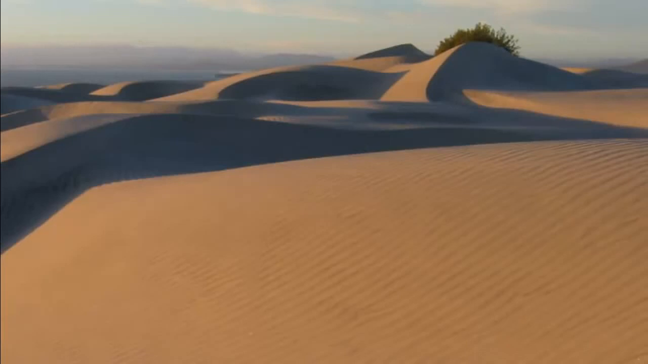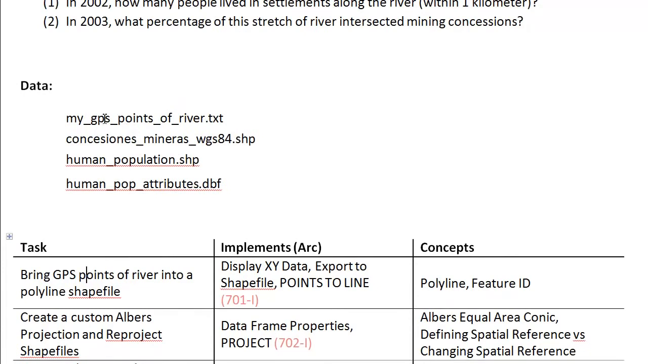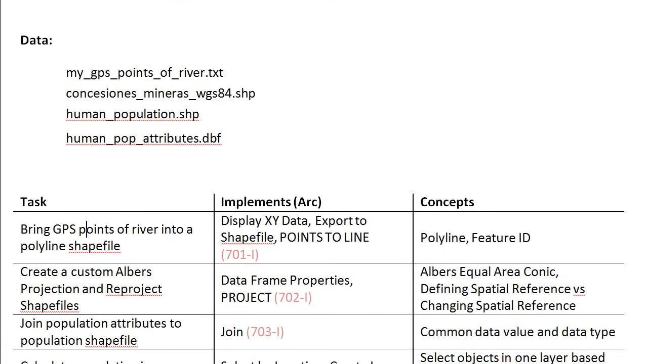Okay, so here we go. First thing I have to do is bring the GPS points of the river into a polyline shapefile. The reason being that this is going to be a text file of points, and both of these questions basically ask us for spatial relationships to a linear river. Okay, so let's just do that.